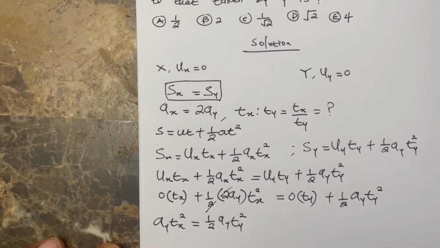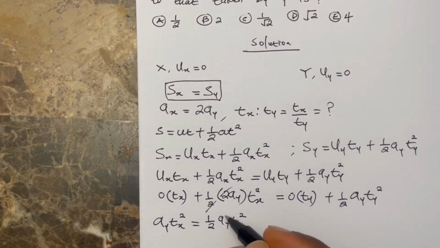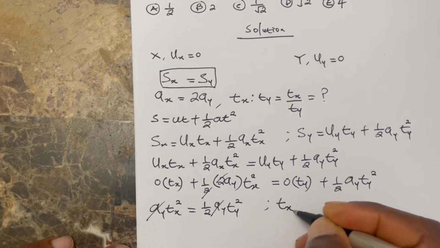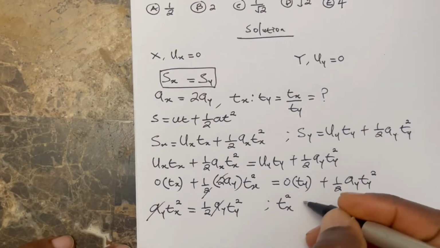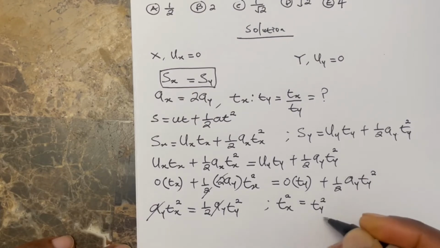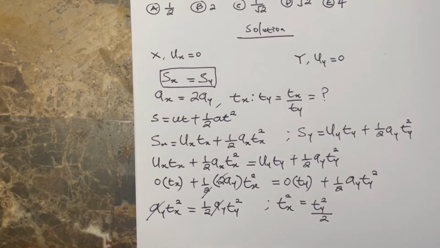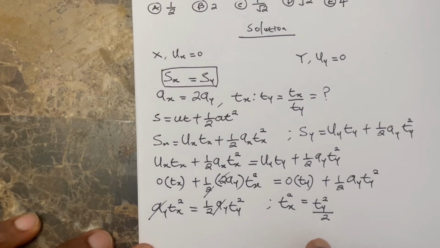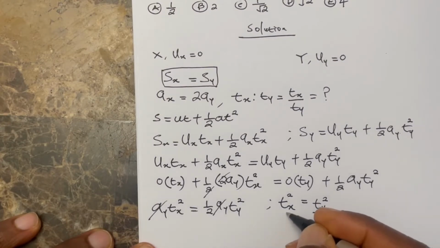All right. So from simple mathematics, of course, division, you can divide. So this cancels out this guy here. So ay cancels out ay. So you're left with tx squared, and of course that will be ty squared over 2, right? ty squared divided by 2. Okay, that makes sense, right? So we have tx squared is equal to ty squared divided by 2. Now I can try to cross multiply.